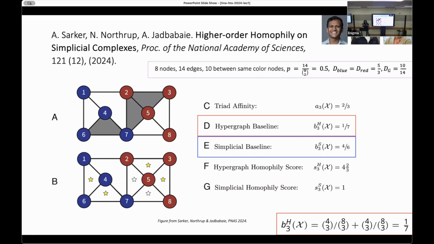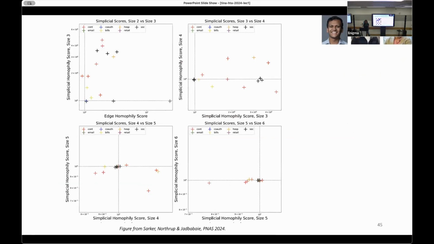And if you're interested, what would it be if I just represented it as a graph and used the dyadicity that Park and Barabási talked about, then you get 5/3 for blue and red. And if you put them all together and say same color, you get 10/14.